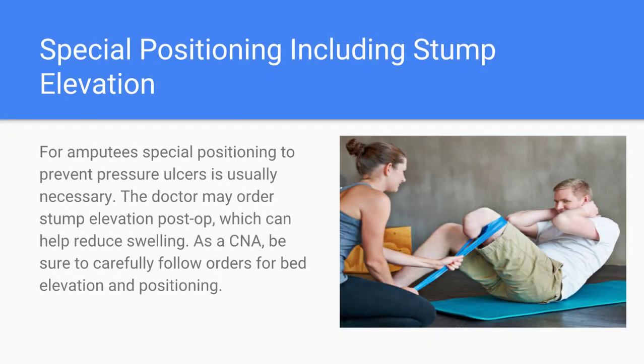Special positioning, including stump elevation. For amputees, special positioning to prevent pressure ulcers is usually necessary. The doctor may order stump elevation post-op, which can help reduce swelling. As a CNA, be sure to carefully follow orders for bed elevation and positioning.